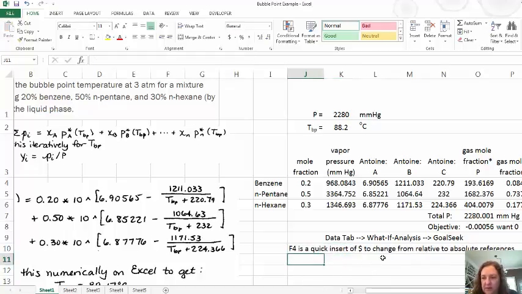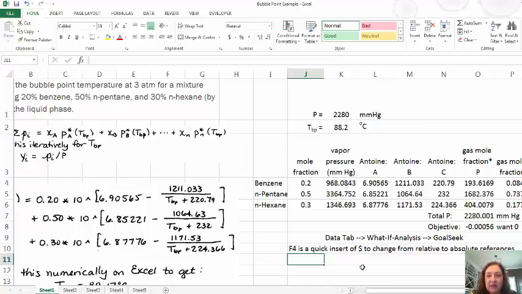Just as a note, I was using the F4 key to quickly insert dollar signs. So that's a way of solving a bubble point calculation that isn't very difficult as long as you have the tools handy.